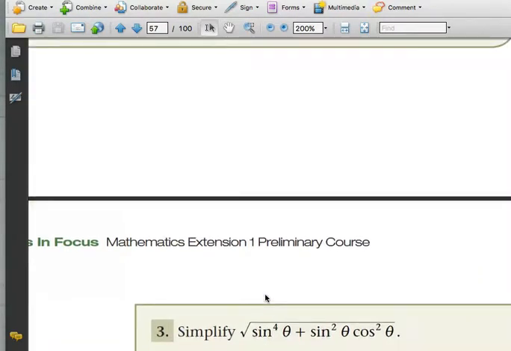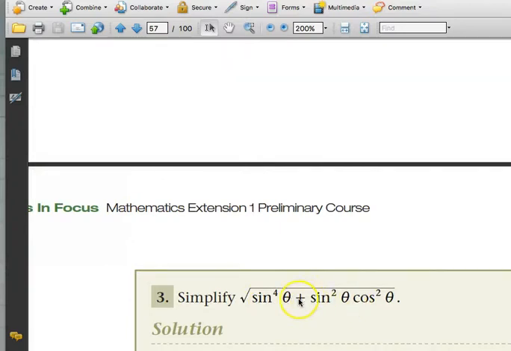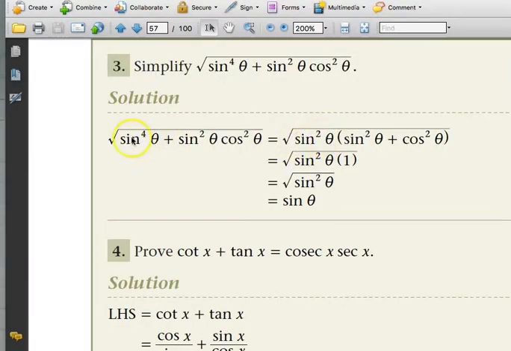This one involves a factorization. See how you can take out sine? So sine squared theta is a common factor between the first 2 terms. So pulling that out as a common factor, we're left with sine squared theta plus cos squared theta. We know from our Pythagorean identity that sine squared theta plus cos squared theta is 1. So sine squared theta times 1 is sine squared theta, and the square root of sine squared theta is sine theta.